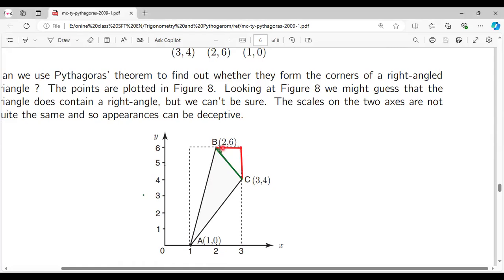Now you just need to find out this distance and this distance. What may be the distance in this case? So obviously, for the first, the height is going to be how much?